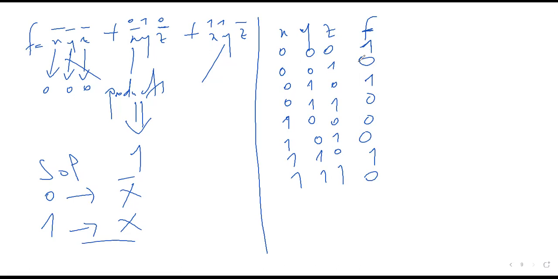This is how you come up with the truth table from an expression. There's obviously a way of doing it vice versa. From this truth table, you can come up with this expression. We'll get on to that later on.